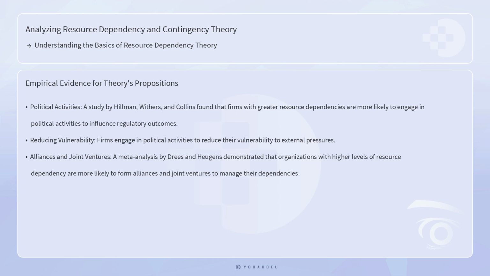Empirical evidence supports many of the theory's propositions. For instance, a study by Hillman, Withers, and Collins found that firms with greater resource dependencies are more likely to engage in political activities to influence regulatory outcomes, thereby reducing their vulnerability to external pressures. Similarly, a meta-analysis by Dries and Huygens demonstrated that organizations with higher levels of resource dependency are more likely to form alliances and joint ventures as a means of managing their dependencies.